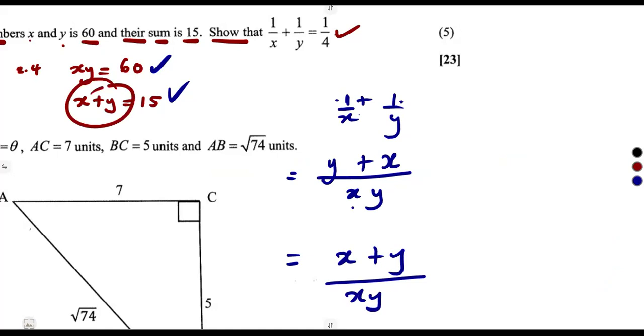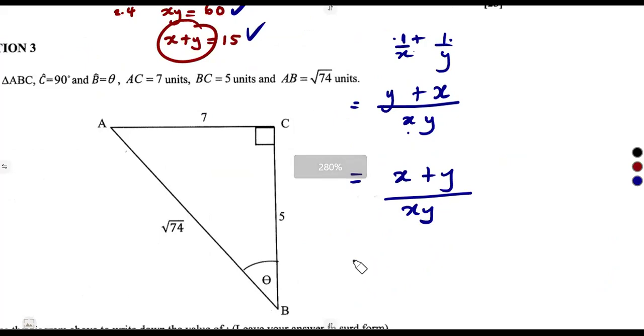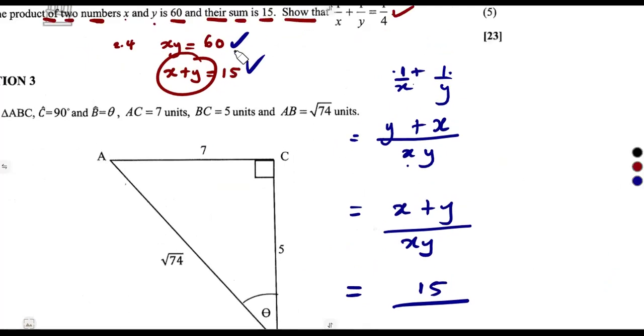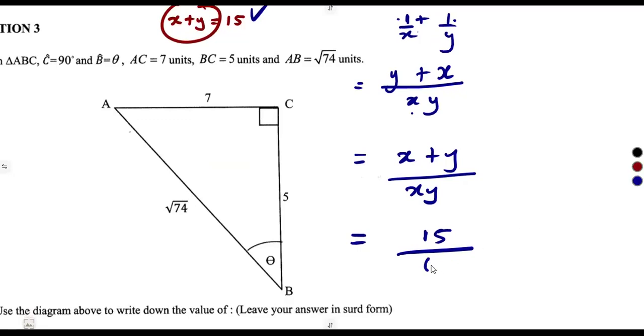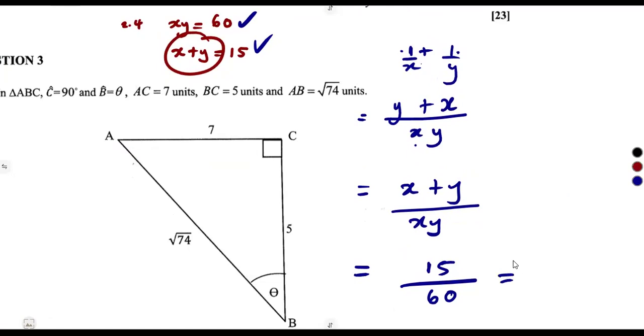Exactly what we are given here. x plus y is 15, so let us just substitute. What represents x plus y is 15, over xy. What is xy according to our question? xy is 60. So just substitute. Using your calculator, you can reduce: 15 into 15 is 1, 15 into 60 is 4. So that's exactly the 1/4 that we are given.